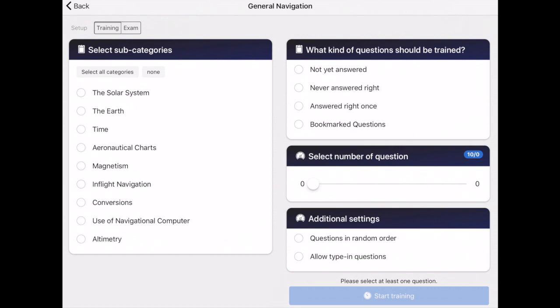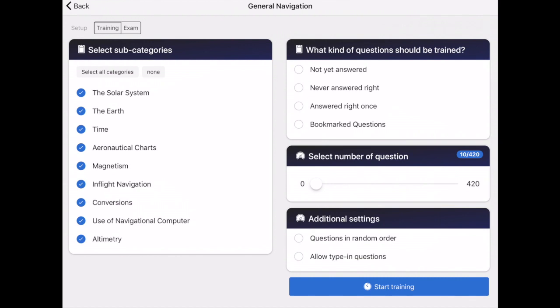Today I'm going to talk about the topic channel navigation, especially about Polarstereographic charts and some calculations. As you can see, I've already entered our application and I've chosen channel navigation. On the left hand side you can see all the subcategories. I simply select all of them today, and on the right hand side you can see the number of questions. We have a total of 420 questions in this topic, all of them explained step by step.